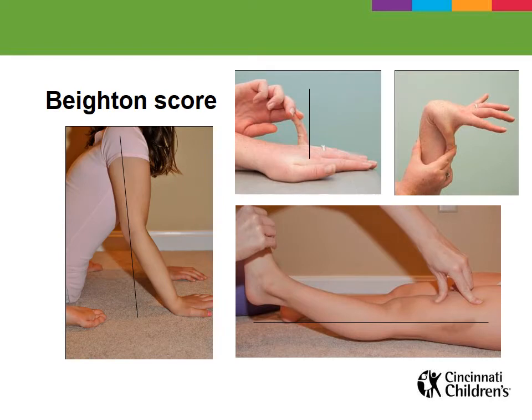We define hypermobility using a standard set of measurements called the Beighton score. We use hyperextension of the elbows past 10 degrees, hyperextension of the fifth digit, apposition of the thumb to the forearm, and hyperextension of the knee past 10 degrees as standard measurements. These measurements have been performed in different ways. They are not typically done as are shown in this particular diagram. These are shown for illustrative purposes.